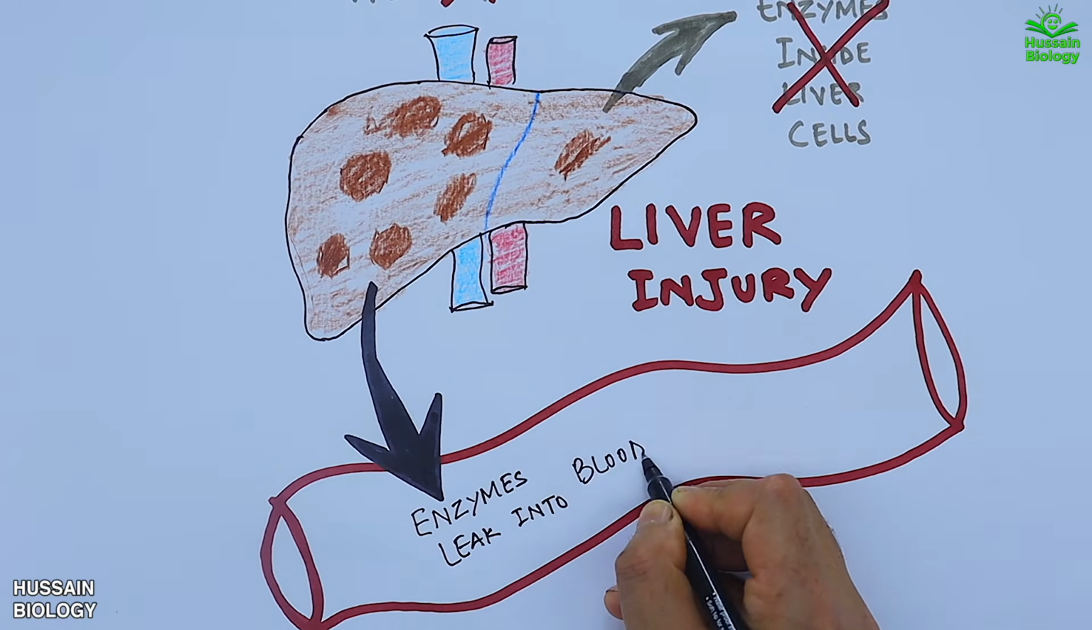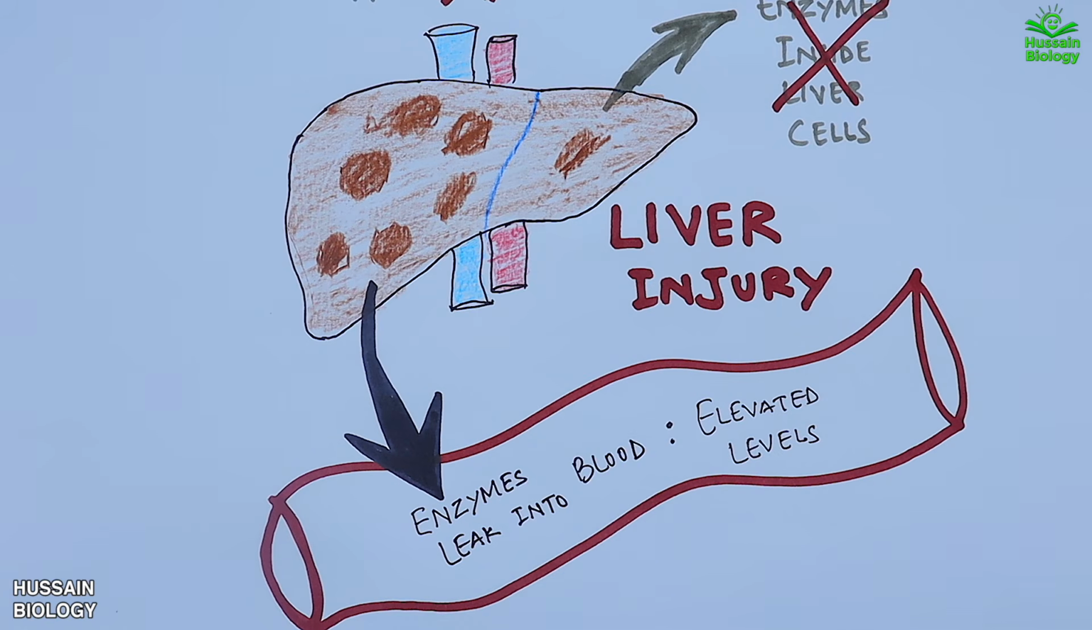Once these enzymes reach the blood, their concentration begins to rise above normal levels. Therefore, elevated liver enzyme levels in a blood test do not necessarily mean that the enzymes themselves are causing damage. Instead, they serve as markers of liver cell injury, indicating that liver cells have been damaged and are releasing their contents into the blood circulation. This is why doctors measure liver enzymes in blood tests.